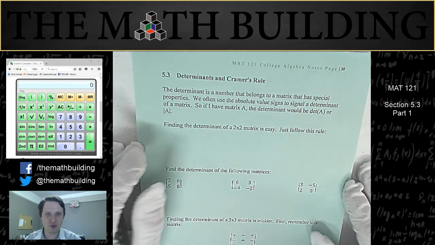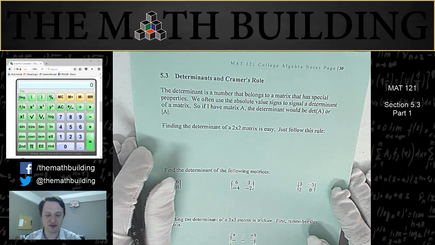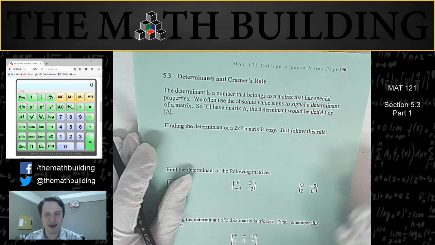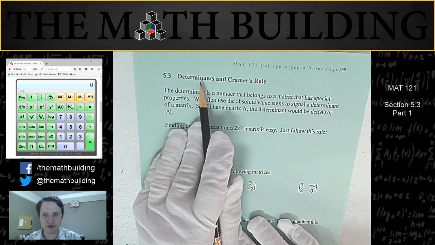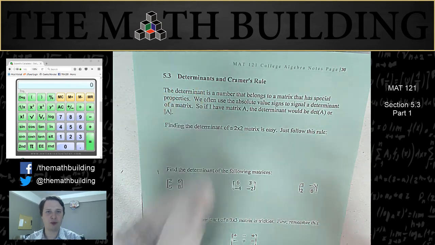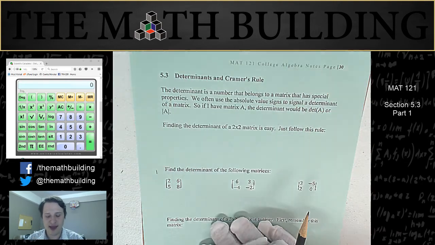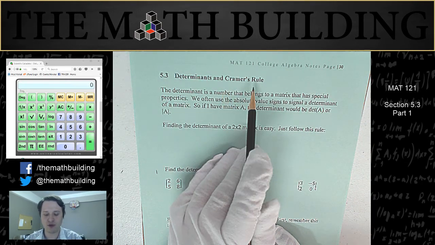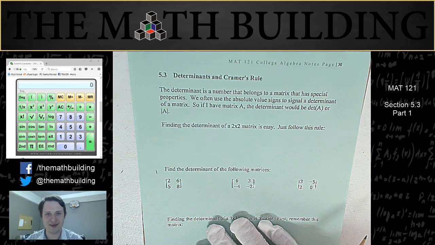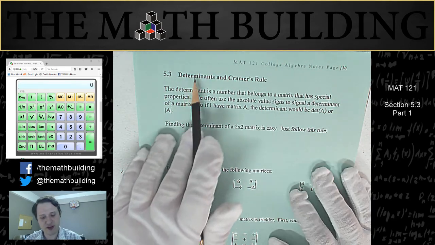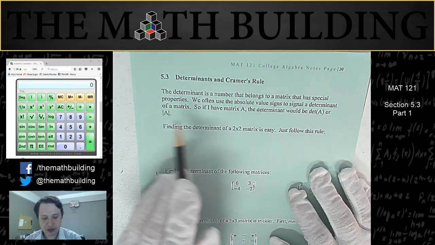In the last section, we learned how to use an augmented matrix to solve a system of equations. In this section, we're going to learn something called a determinant, which is a number that has special properties. And we're going to learn Cramer's rule, which is going to be one more way to solve a system of equations. So first, let's talk about what a determinant is.